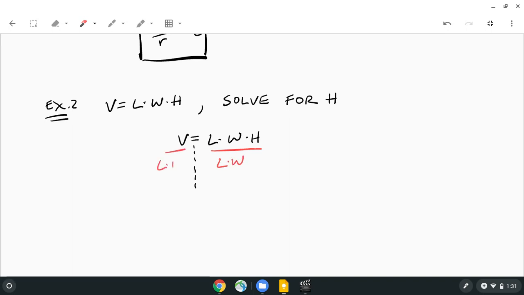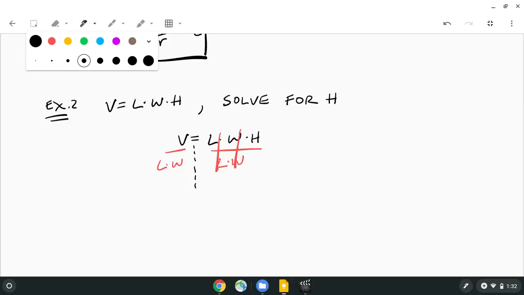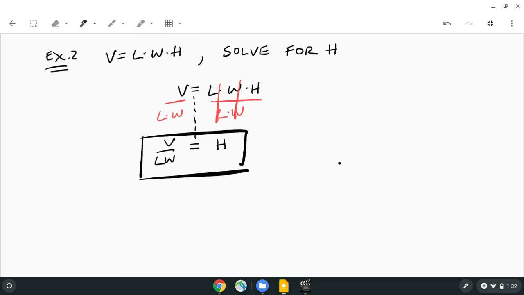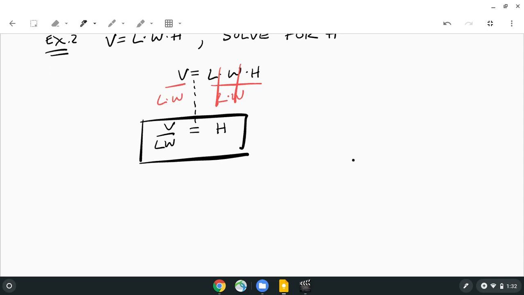Divide by LW. So the L's and the W's cancel, and I'm left with H by itself. That's what we want, H by itself. And again, there are no numbers here, so you don't actually do the division. You just copy this down, V over L times W. Do you need the dot? No. LW is the same as L dot W. And that would be your final answer. Okay. Let's take a look at another one.